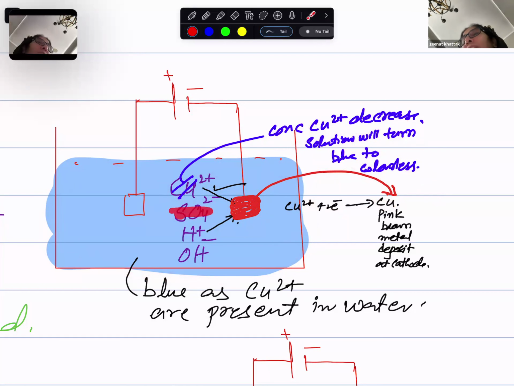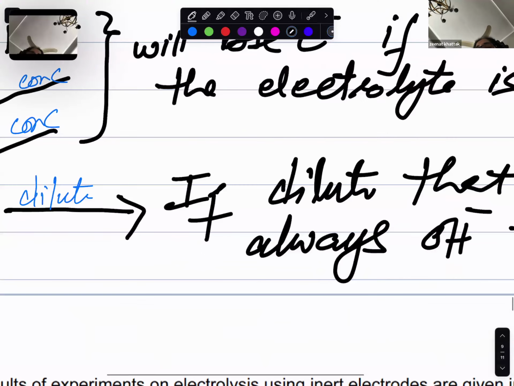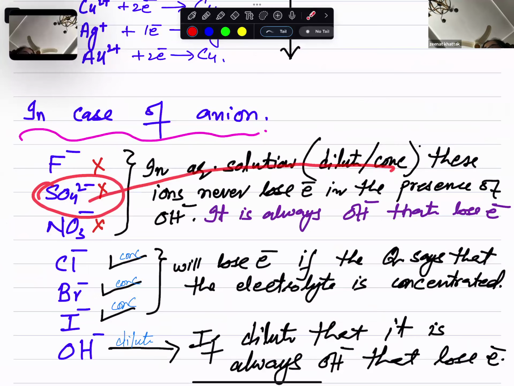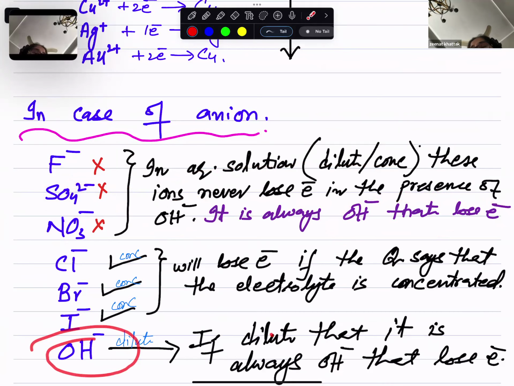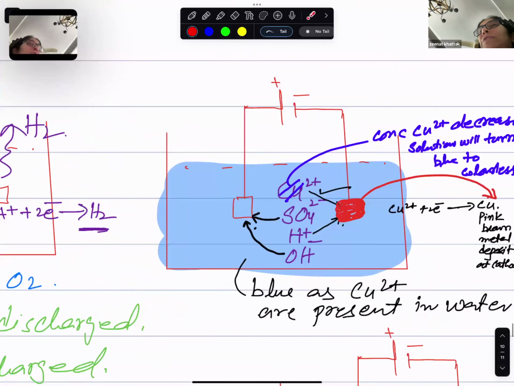Next, sulfate and OH. Both will go to the anode. But among sulfate and OH, which one? Sulfate never loses electrons in the presence of OH. So it's always OH that will lose electrons in the case of sulfate. So it's OH that will lose. If it is OH, what is the reaction?